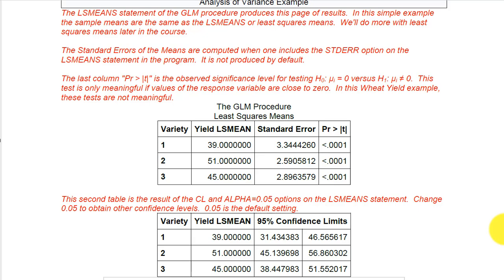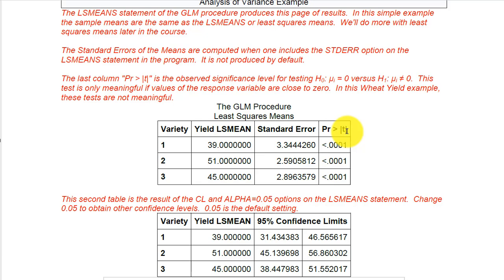Now then, we included the standard error option on the least squares mean statement in the program so that it would compute the standard errors for the mean. So the standard error of the mean, remember, is going to be the square root of the mean square error divided by the square root of the sample size. You may want to write that on here. So we get the least squares mean, which are the same as the sample means at this time, the standard errors for each of those means, and then we have this p-value, probability greater than absolute t. So it's a p-value, or observed significance level, for a hypothesis test.